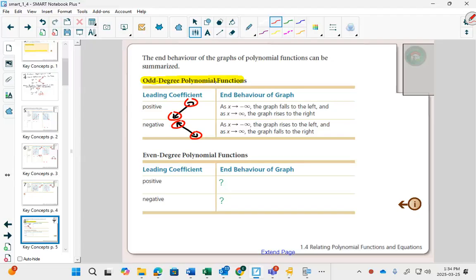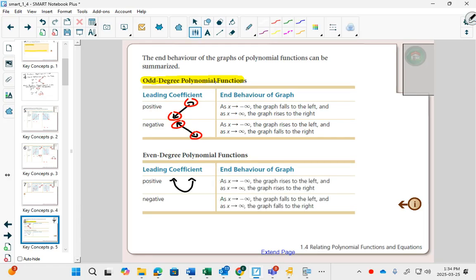Same thing with even. I would just go to my parabolas. And instead of remembering this, I would draw a little picture of a parabola and say, there's my end behavior. It has to be going up, whether I go to positive infinity or negative infinity. And same thing with this one. If it's negative, there's my end behavior.